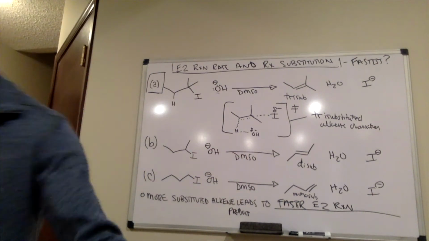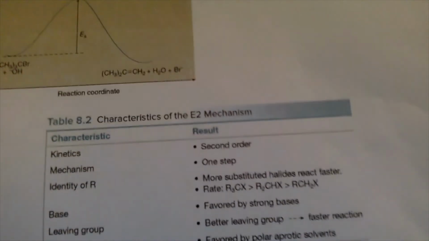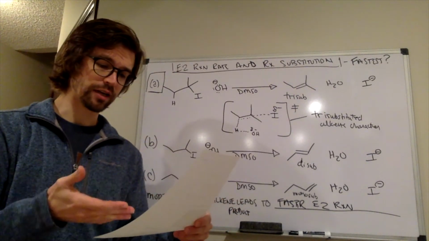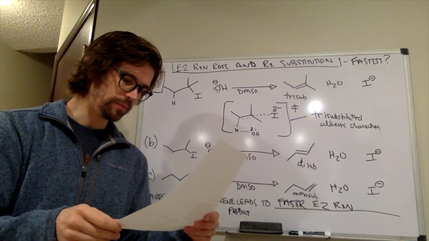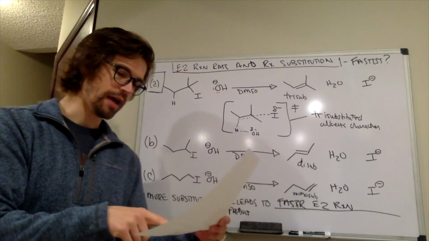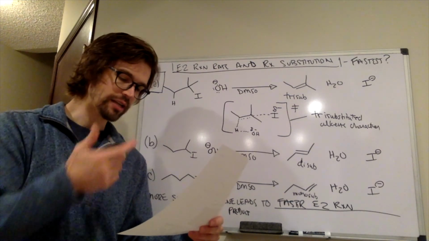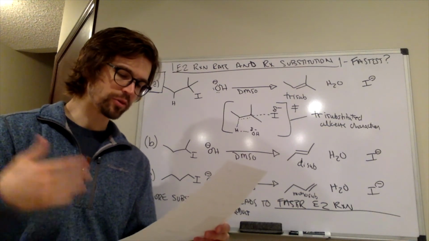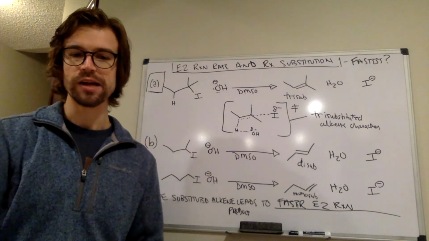So the last thing that's in your notes for this course packet page is the characteristics of the E2 mechanism table. This is directly from your textbook, so you can see that there. But it shows the kinetics are second order, like we said, bimolecular. The mechanism is a single concerted step. It shows what we just talked about, that a tertiary alkyl halide is going to be faster than a secondary, which is faster than a primary. It's favored by strong bases and nucleophiles. A better leaving group is going to be a faster reaction, and polar aprotic solvents increase the reaction rate. So all things that we talked about in that one table.